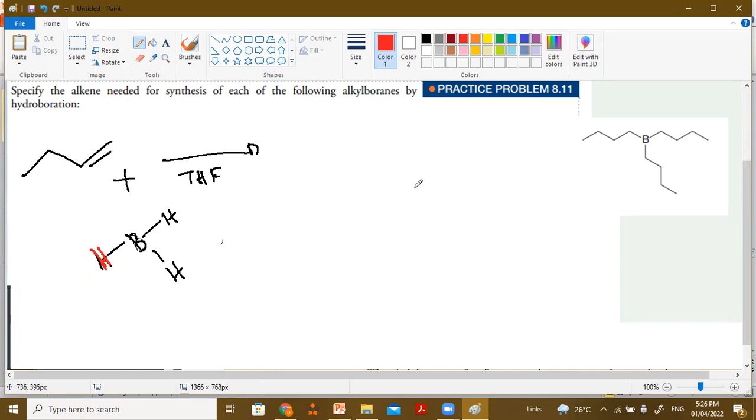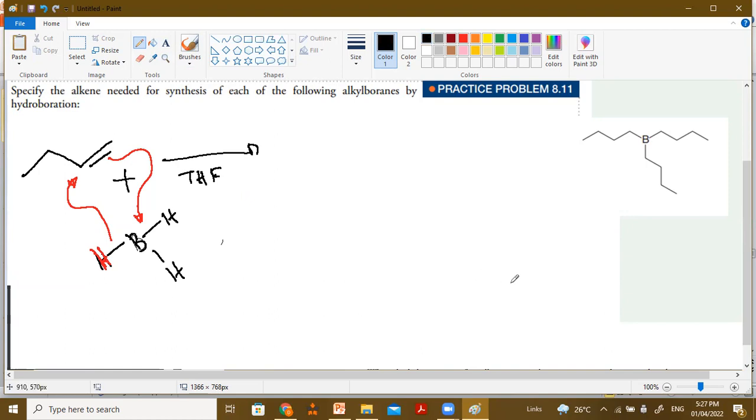Once you have this, this is the one that is less substituted. So we will use this to attack our boron, and this is the one that attacks this carbon here. The carbon that is less substituted is the one that is less sterically hindered to attack our boron. So this is the one that will form a bond with boron. You get your alkyl borane.